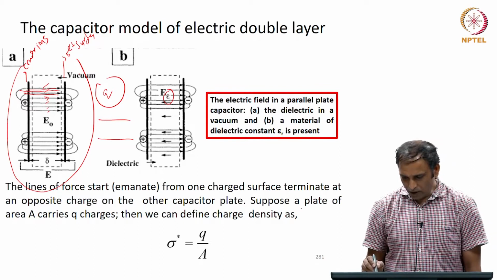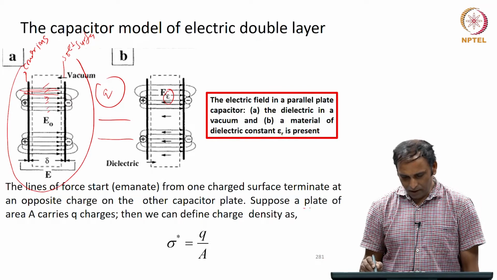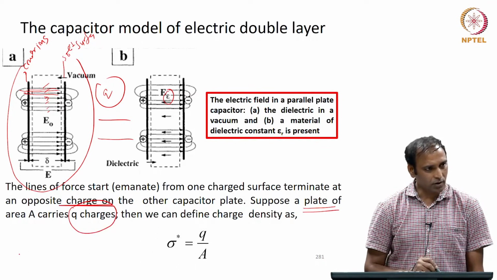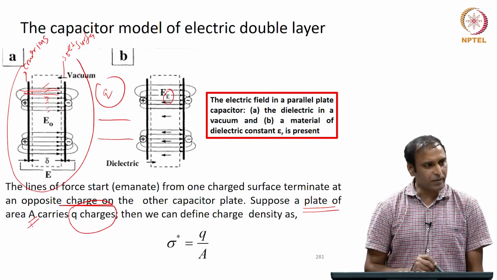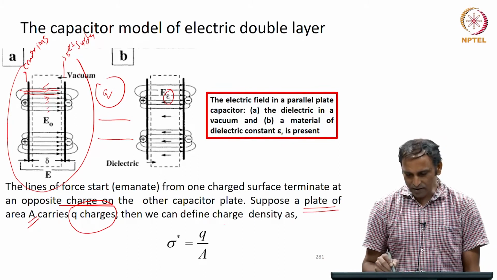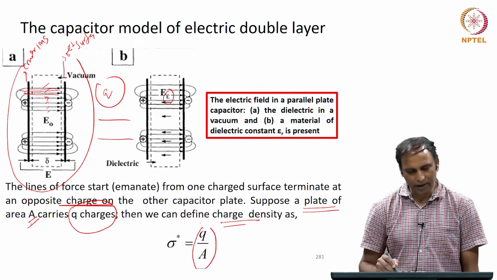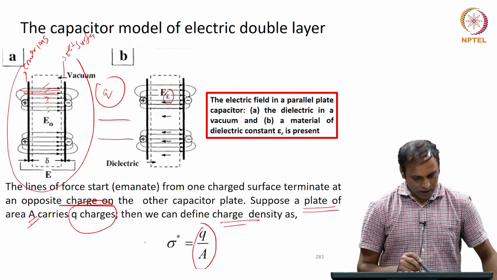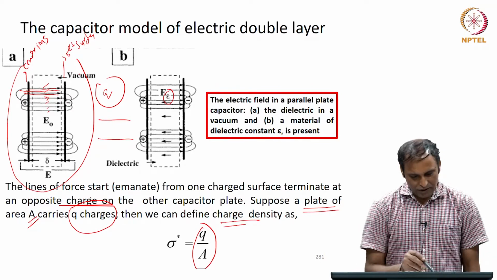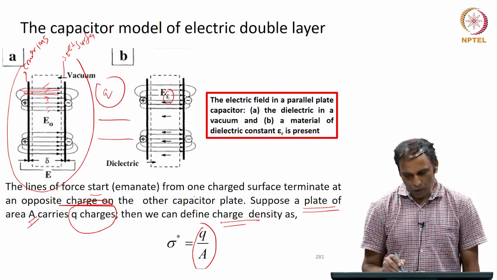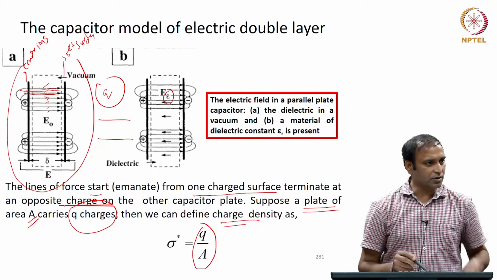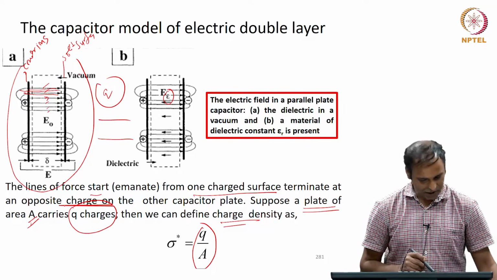Now, if the plate carries a charge Q, okay, and if the area of the plate is A, then I can define the surface charge density, which is Q divided by A, right. Now, the lines of force that you see start from one charged surface and terminate at the place which has the opposite charge, right.